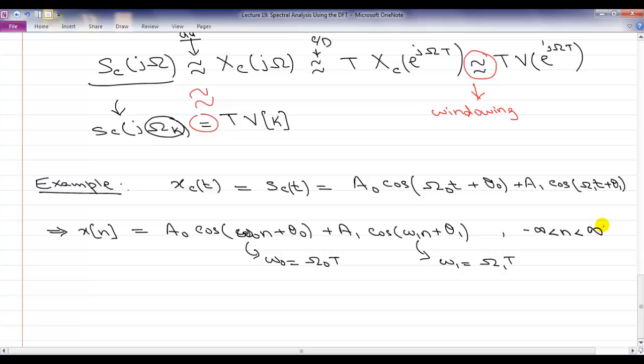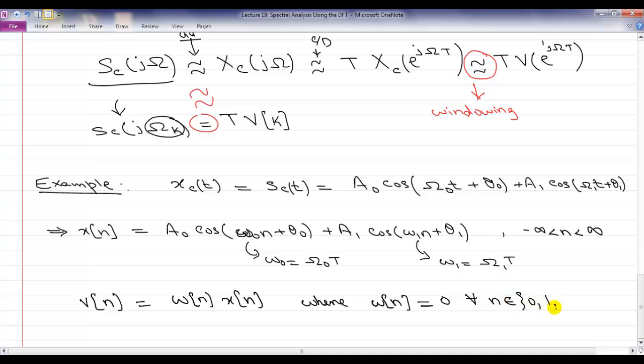So what we end up doing is we are going to window it by multiplying x[n] with some window w[n], where w[n] can be a rectangular window, which just means you throw out everything after N minus 1 samples, or it could be something else. So the only criterion right now is w[n] is equal to 0 for all n not in 0, 1, up to N minus 1. So it's a window of length N.